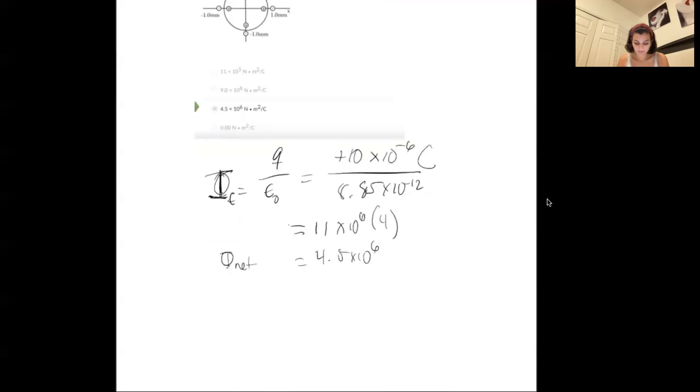And then we have our electric constant, which is a constant. When we divide that, we get this number right here. It should be a 1.1. So let me fix that. Apologies for that.